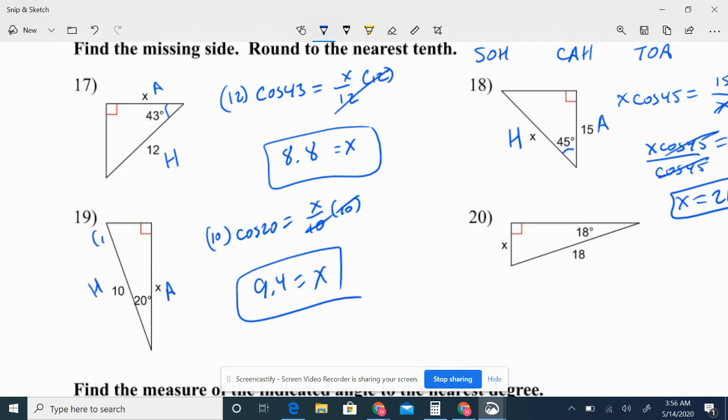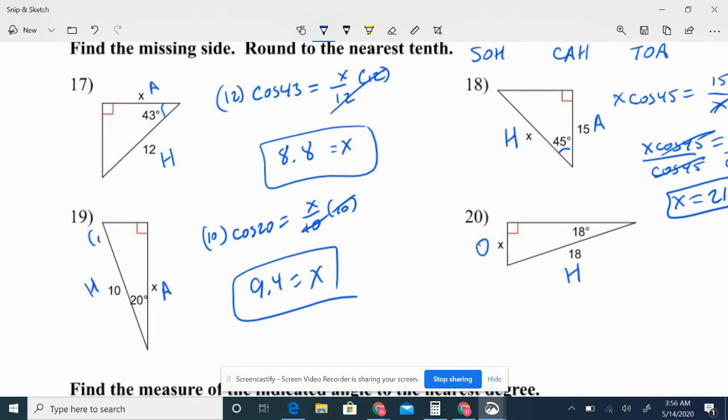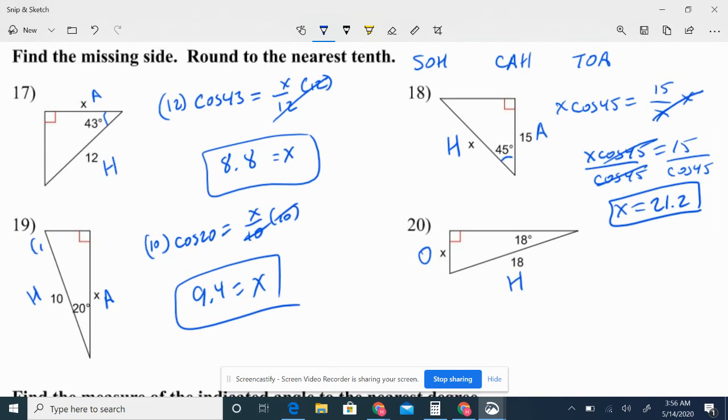All right, let's take a look at number 2. I have the hypotenuse and I have the opposite. So I know that I'm going to be dealing with sine. I have sine of 18 is equal to x over 18. Let me multiply both sides by 18.